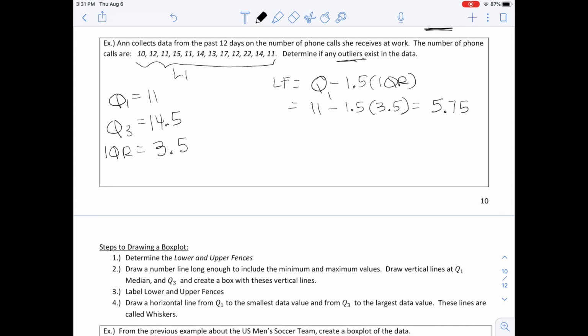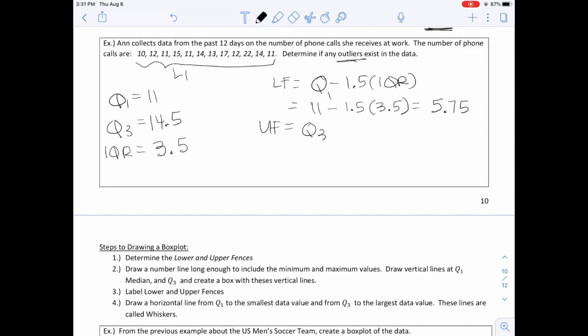And what this lower fence tells us is that if we have any data values smaller than 5.75, then they are considered an outlier. And looking at our data set, the smallest value that we had is 10. And so we do not have anything smaller than 5.75. So we have no outliers that are smaller than our lower fence. We also need to look at the larger side.